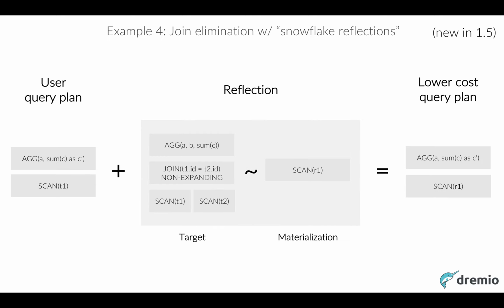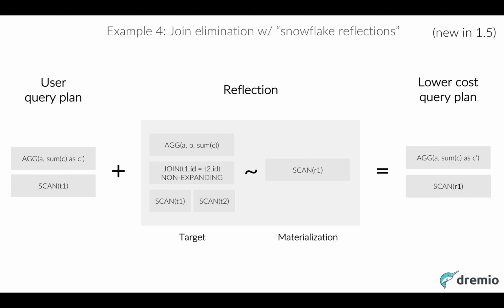So this is another example here, something we call Snowflake reflections. In this example, we have a scan of the original query. The user's query is a scan of T1 aggregated by A, and we're summing C. And we have a single reflection here, which is basically a join of T1 and T2, and it's what we call a non-expanding join, meaning the number of records is not changing as a result of the join. This is what you typically see with a fact table and dimension tables, right? Where joining the fact table with the dimension tables results in the same number of records that you had in the fact table.